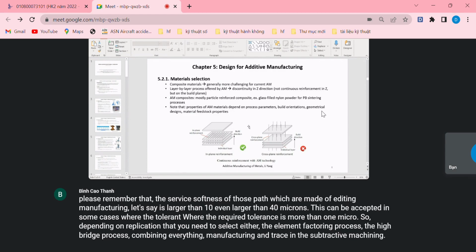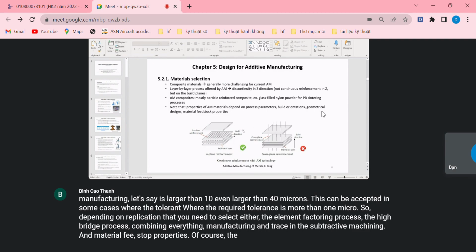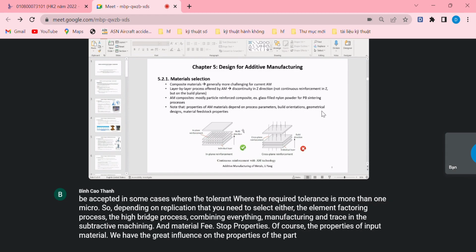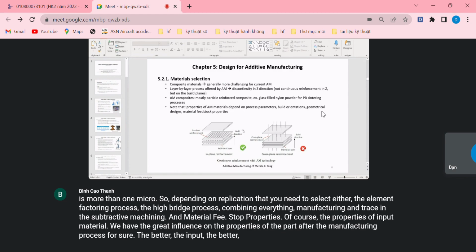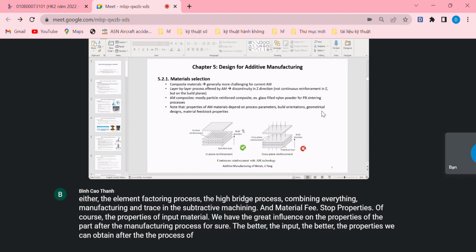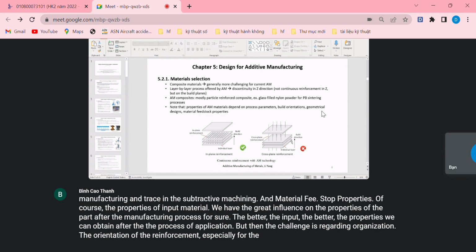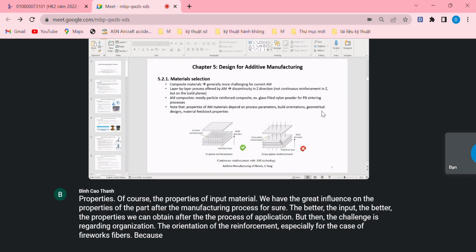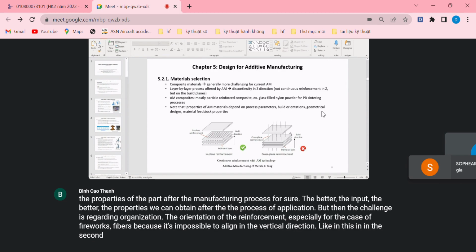And material feedstock properties. Of course, the properties of input material will have the great influence on the properties of the part after the manufacturing process for sure. The better the input, the better the properties we can obtain after the process of fabrication. But then the challenge is regarding the orientation of the reinforcement, especially for the case of fibers, because it's impossible to align in a vertical direction like in the second figure. Yes, cross plane reinforcement.